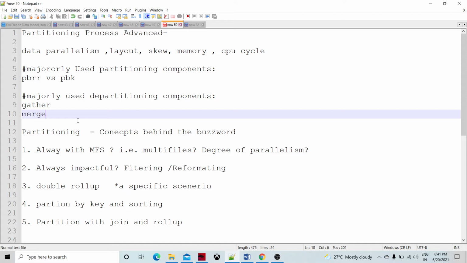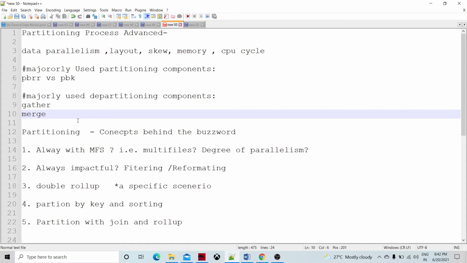And if we have to do key-based processing, like rollup or join-based processing, then we use partition by key, so that the same key groups go into the same partition, and therefore the actual functionality of the target component can be achieved, because they are going to work on groups.